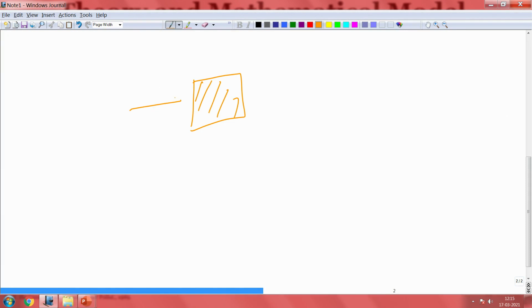So, instead of passing a single light lambda 1 and detecting, I will have I naught of lambda 1, and I detect it as I of lambda 1 with a detector. And I have one more light that I pass through this tissue, I naught of lambda 2, and I detect it as I of lambda 2.